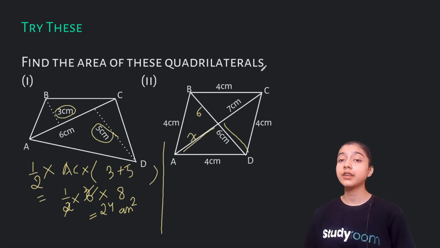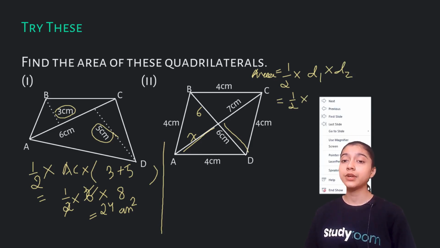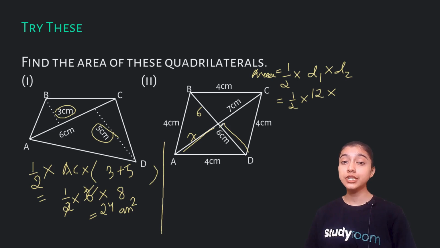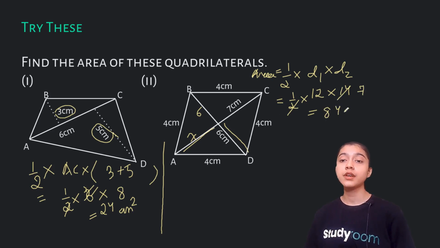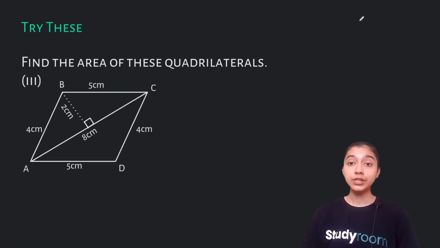In order to calculate the area, the formula for the area of a rhombus is half multiplied with the product of the diagonals, that is d1 into d2. So here we have half multiplied with d1, diagonal 1 is 12 centimeters and diagonal 2, d2, is 7 plus 7, that is equal to 14 centimeters. 2 cancels up 14, leaving behind 7, and 12 multiplied with 7 gives us 84 centimeters square as the area of the given rhombus. The third figure given to us is a parallelogram.